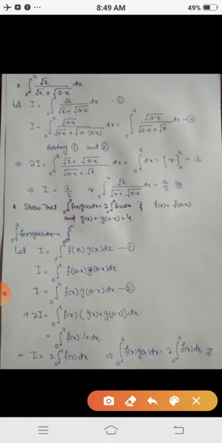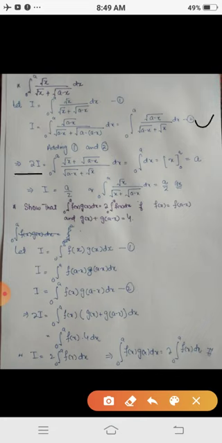Now another problem: find the value of integral 0 to a of root x upon (root x plus root a minus x) dx. Let I equal integral 0 to a of root x upon (root x plus root a minus x). Using the property integral 0 to a of f(x) equals integral 0 to a of f(a minus x), where we are replacing x by a minus x in the first, we get this.